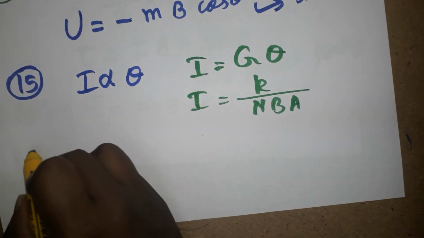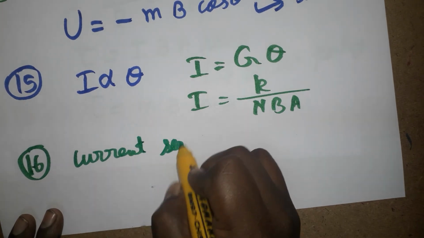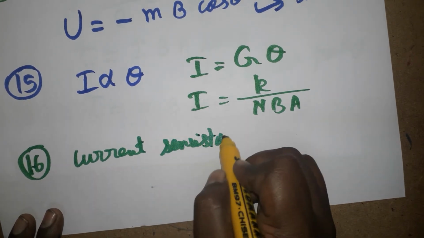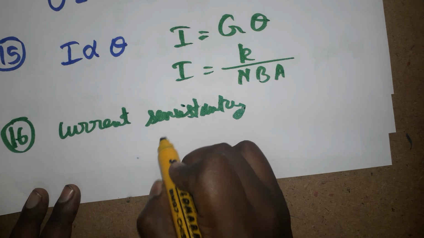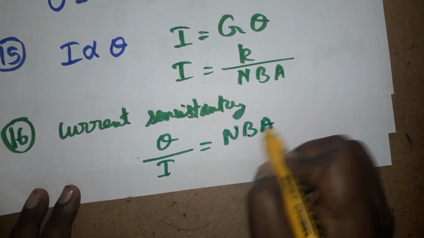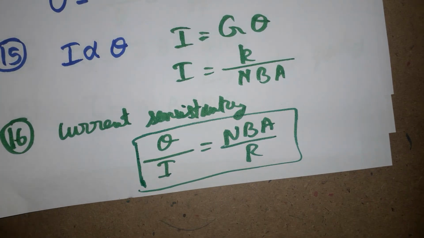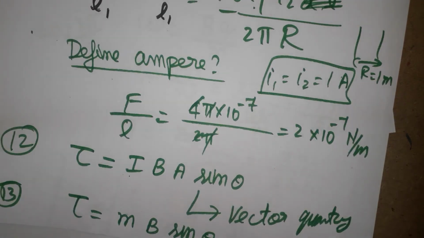Then under this, current sensitivity. For a galvanometer, the current sensitivity is theta divided by I, which is equal to NBA divided by K. That is the current sensitivity equation. The same formula may be used for voltage sensitivity.